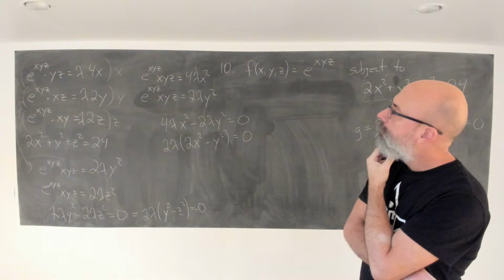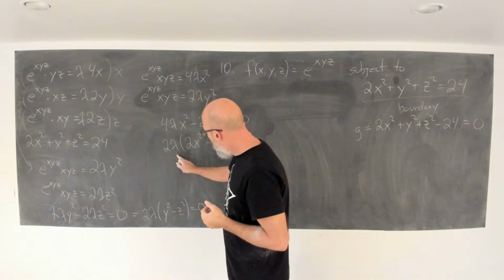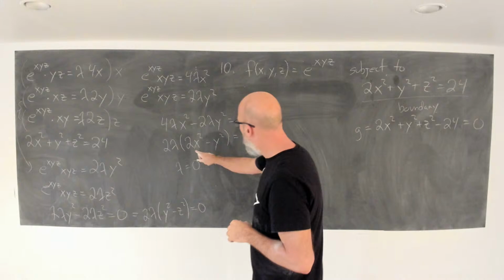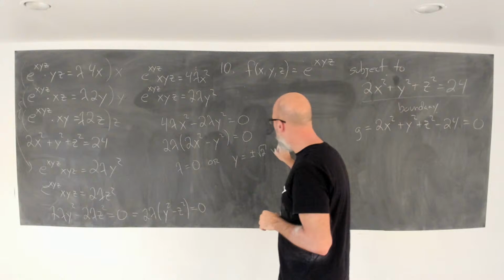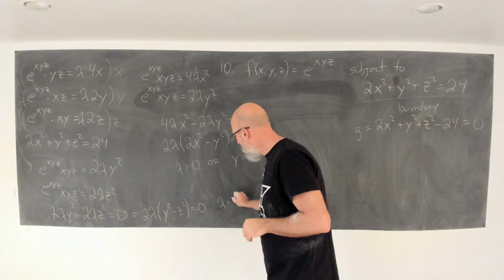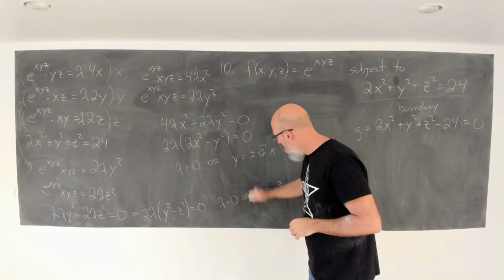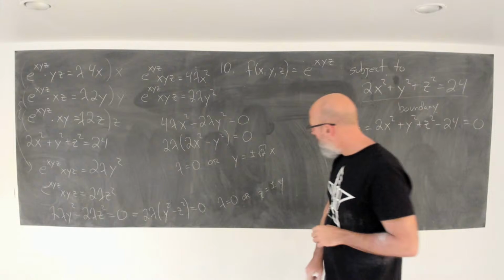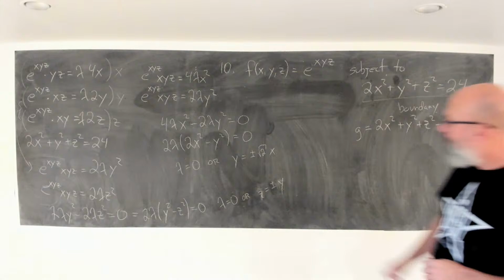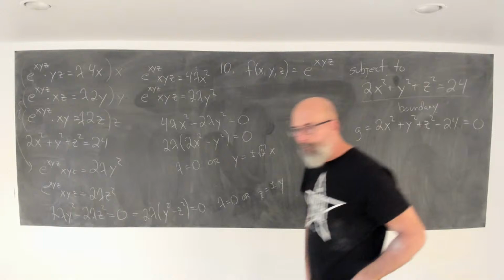So what can happen? Either lambda is equal to 0, or y is plus or minus root 2 x. And here, lambda is equal to 0, or y is plus or minus z. Do we want to call it the opposite? z is plus or minus y. Right, so here y is plus or minus that, z is plus or minus y, so you see what's happening.